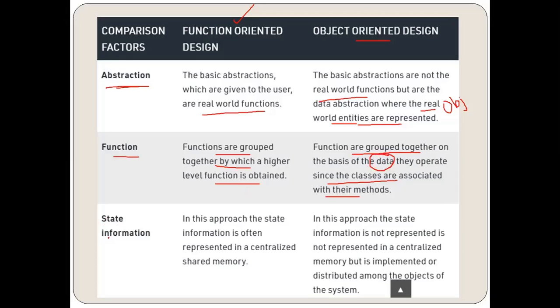Now the state information. In function oriented, the information is represented as centralized shared memory. While in object oriented, we find that function oriented design has the centralized shared memory, while object oriented has distributed memory among the objects of the system.